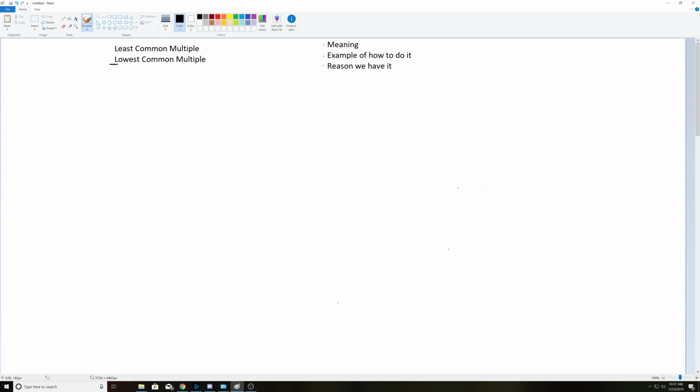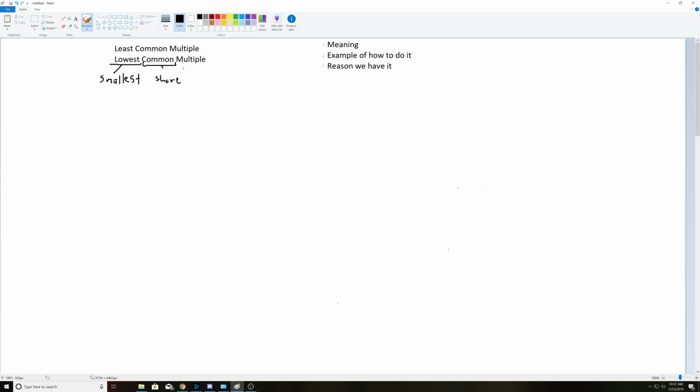So, first off, let's break down the word and figure out the meaning of this thing. The first word we have is least or lowest, all right? And that basically means the smallest. Okay, so right off the bat, we know we're looking for the smallest of something. And then we have the word common. And common means things that they share. So, for example, me and my brother both have brown hair. So, in common, we have brown hair.